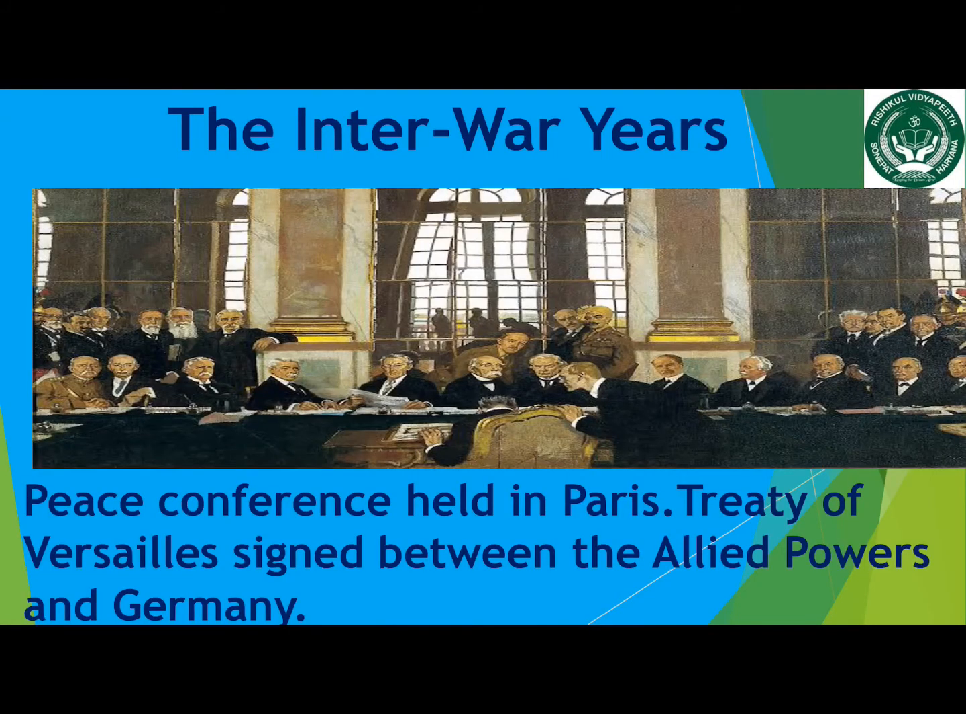Now, the interwar years. A peace conference was held in Paris. The Treaty of Versailles was signed between the Allied powers and Germany. Germany was blamed for the war and was severely punished. The treaty imposed heavy fines on Germany. Some of the German territory was taken by the Allied powers and Germany was not allowed to increase its military forces.